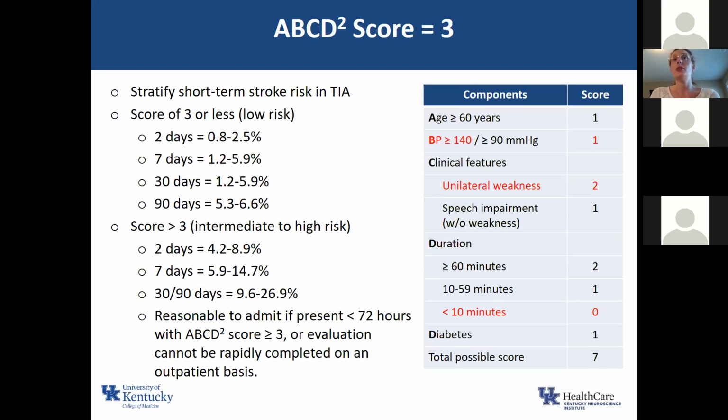If their score is greater than 3, they're intermediate to high risk. You can see quite a difference in their risk of having a stroke just in the next couple of days, which is close to 10%. And so we always consider this. If we're concerned about an embolic source, for example, we may want to bring the patient in if their NIH is a 3 or greater to get an echocardiogram.